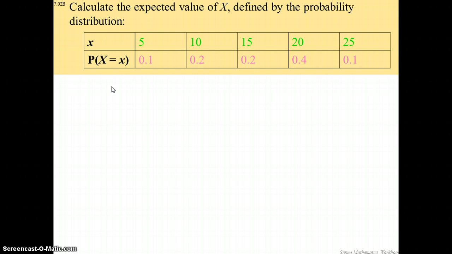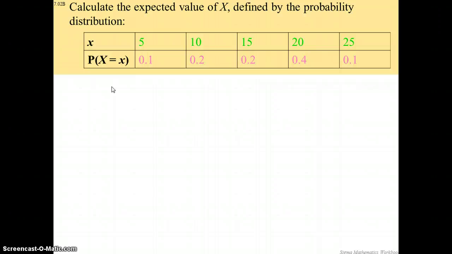Expected value, another word for expected value is the mean. And if we were to calculate the expected value there, it's difficult for you to see the highlighted green numbers, but there is a probability that the outcome is 5 of 10%, 20% the outcome is 10, 15, 20%, 20 is 40%, and 25 is 10% again.